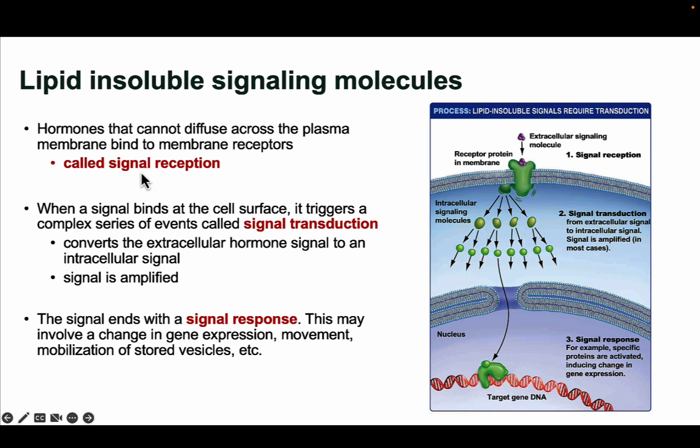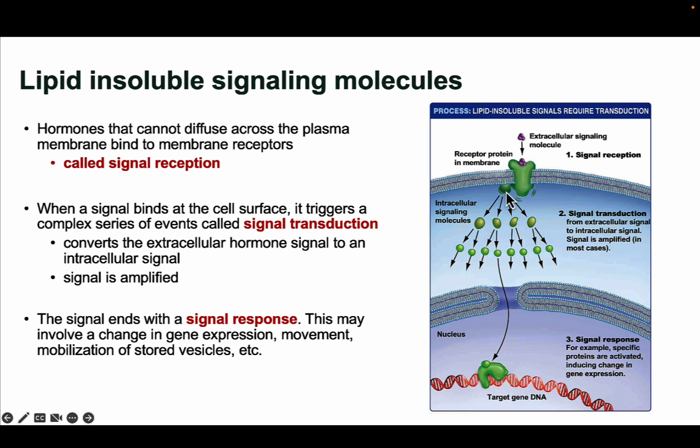So we have signal reception, and then we have signal transduction, because what we're doing here is we are changing the language by which this signaling molecule is communicating, right? So we're going to transduce this signal. So it's going to convert the extracellular hormone signal into an intracellular signal. And when it converts this, it will often amplify the signal.